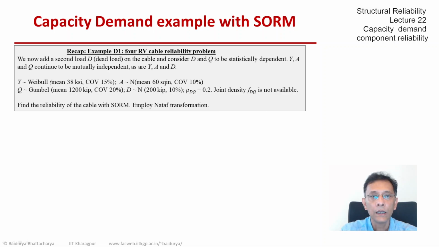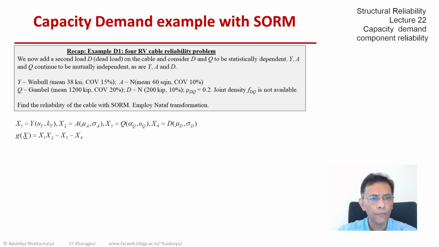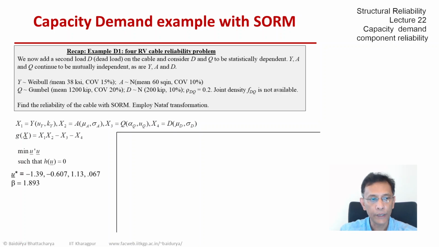If you would like to solve this yourself, please pause the video, and otherwise let me present the answers step by step. So this was our limit state x1 x2 minus x3 minus x4, and we minimized the problem in the distance in the independent standard normal space and obtained a U star, as you see on the screen, negative 1.39, negative 0.6, 1.13 and 0.07, and the beta was about 1.89. So that is our starting point.